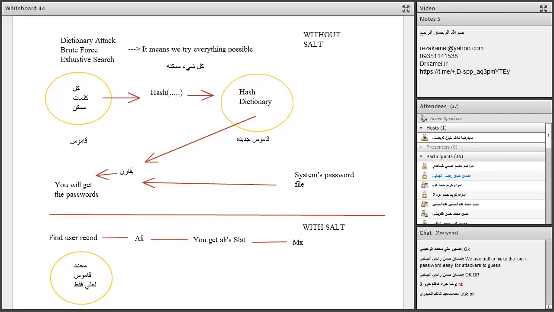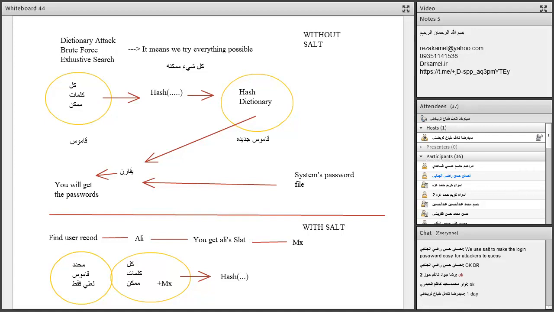Okay, how do you create this one? You get all possible words plus mx, and then you calculate the hash. Now you see, when you calculate the hash, maybe it takes 1 day with your system, maybe 1 month, maybe 3 months on your system, to have a dictionary.